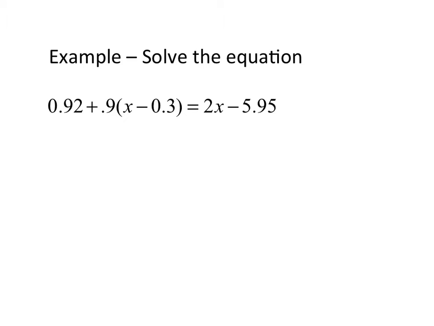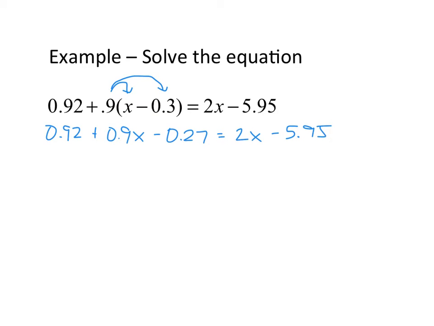So here we would simplify first, multiply through to get rid of the parentheses. So we would be left with 0.92 plus 0.9x minus 0.9 times 0.3 is 0.27. That's where I might see some mistakes where people have 0.027 or 2.7 or some error in the decimal calculations. But if you can handle that, nothing is different about the calculations themselves. You can combine like terms.